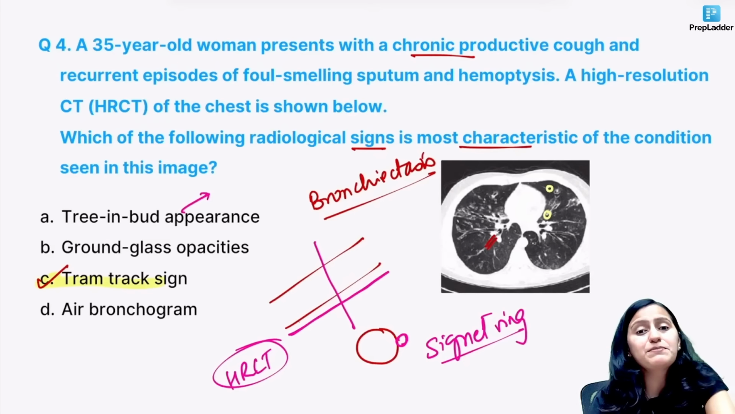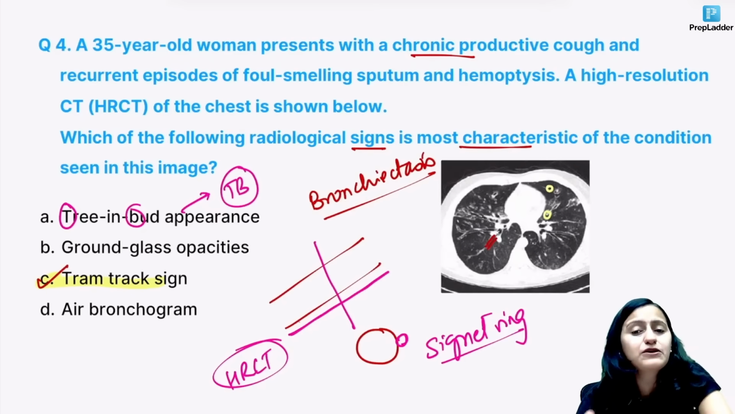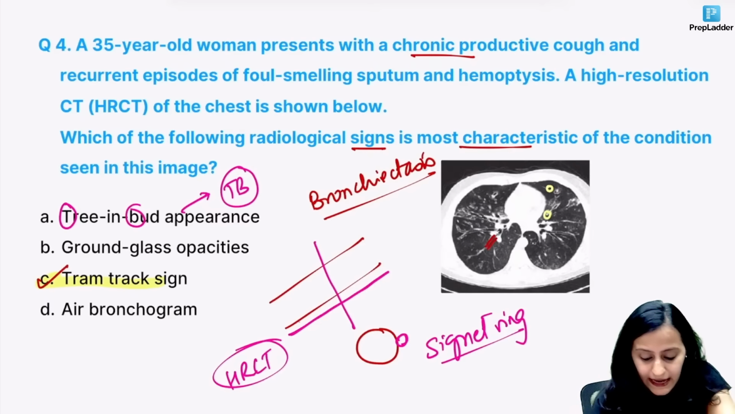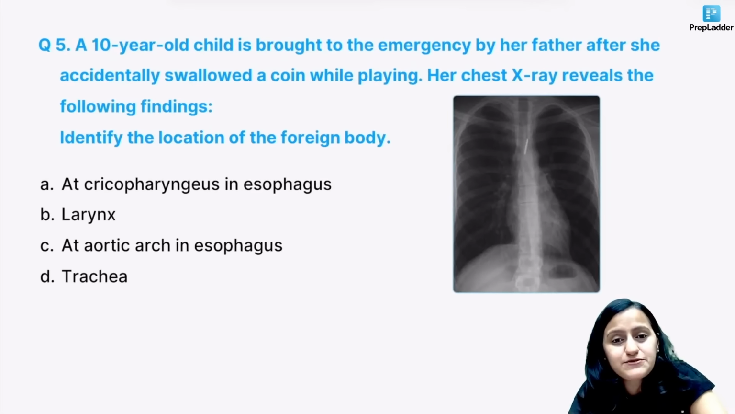Tree in bud appearance. Tree in bud is seen in TB, the active endobronchial spreading TB. Air bronchogram is seen in the condition where the lung is opacified, like you have consolidation, any cause of consolidation. It is seen there. Okay, going on to next one.